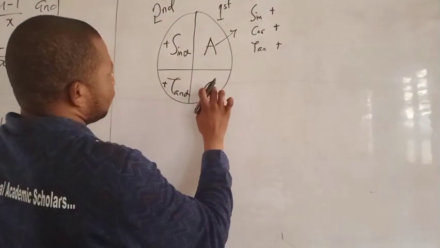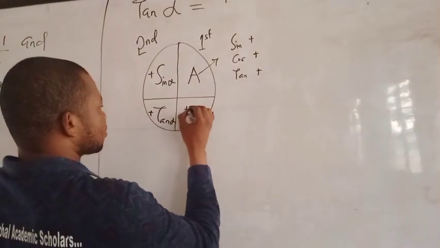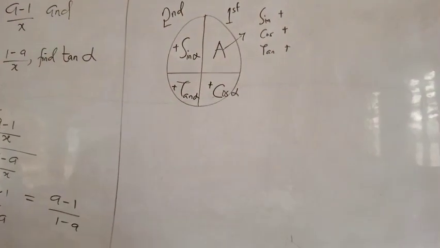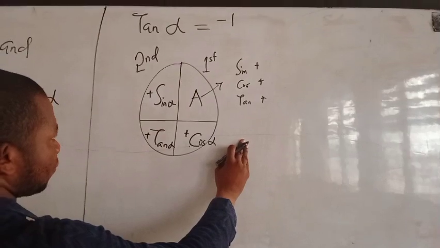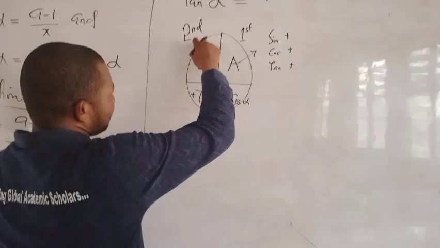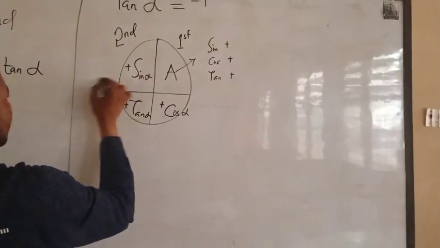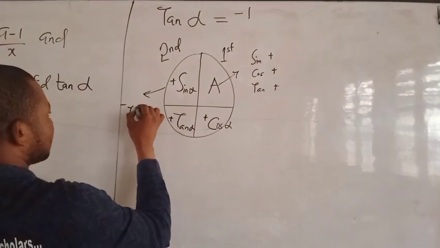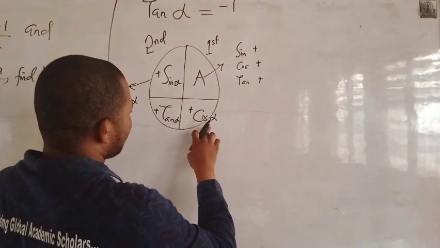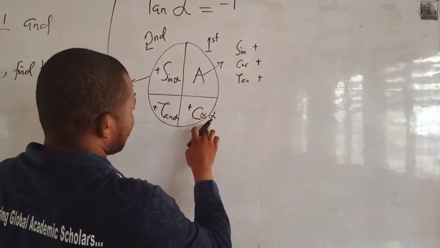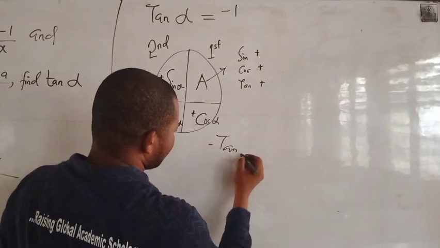Then we come in here, we find out that it is only cos. This one means cos alpha is positive, other ones are negative. Now what that implies is that for this place all angles are positive. At this point it is only sine that is positive, meaning that tan here is negative, tan alpha is negative. Then coming here, it is only cos that is positive, meaning that our tan at this point is also negative.